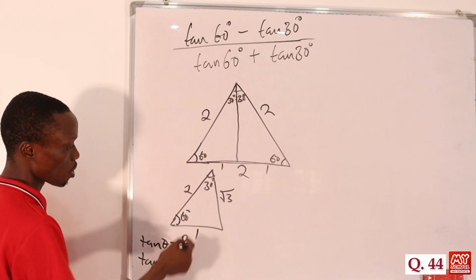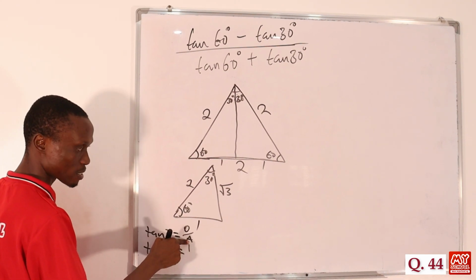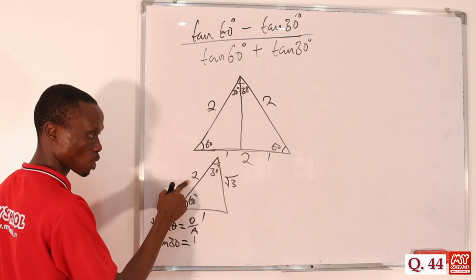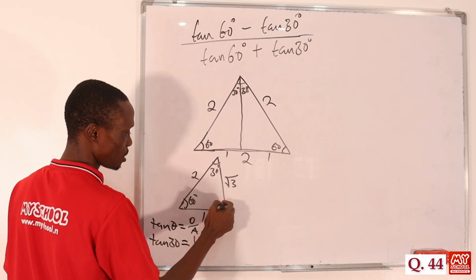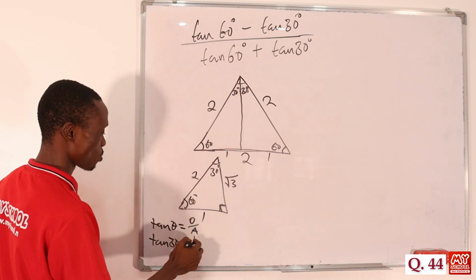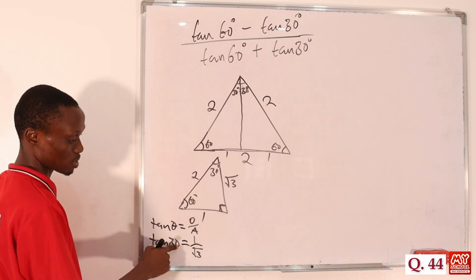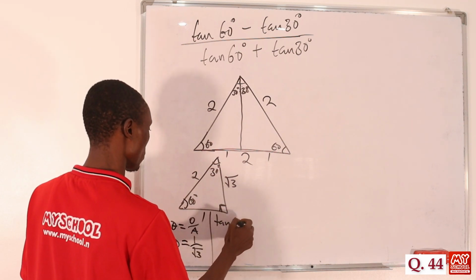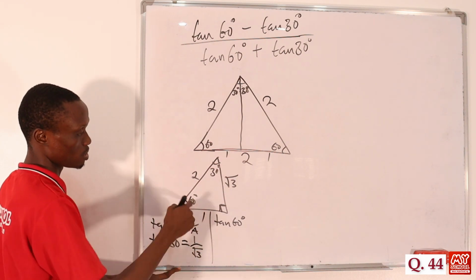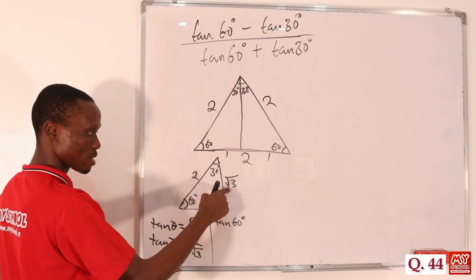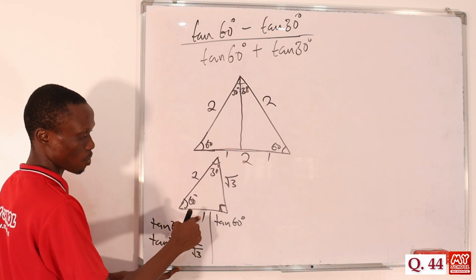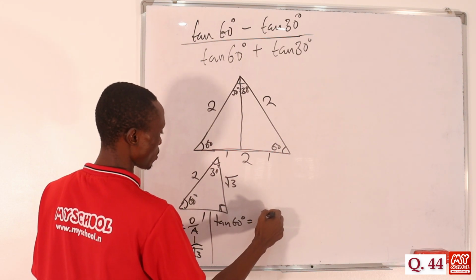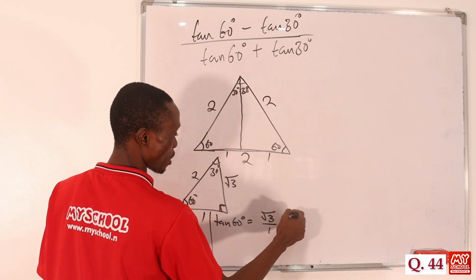So here our opposite is 1, and our adjacent in this case is root 3, and not here. This is our hypotenuse because it is the side that is facing the 90 degree angle. So that means our tan 30 equals 1 over root 3. Then we can do the same thing for tan 60 degrees. In the case of tan 60 degrees, here is our opposite, and this part becomes our adjacent, so that our tan 60 is the same thing as root 3 all over 1, which is the same as root 3.